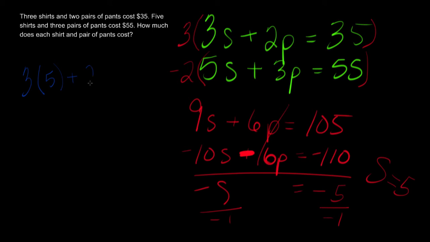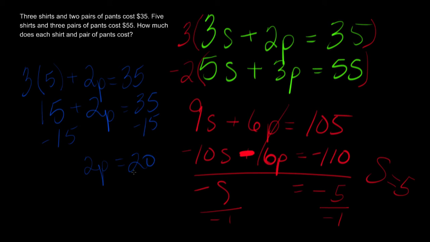So we'll have 3S plus 2P equals 35. 15 plus 2P equals 35. Subtract 15 from both sides, so we have 2P equals 20. Divide by 2, and P equals 10. So each shirt costs $5. Each pair of pants costs $10.